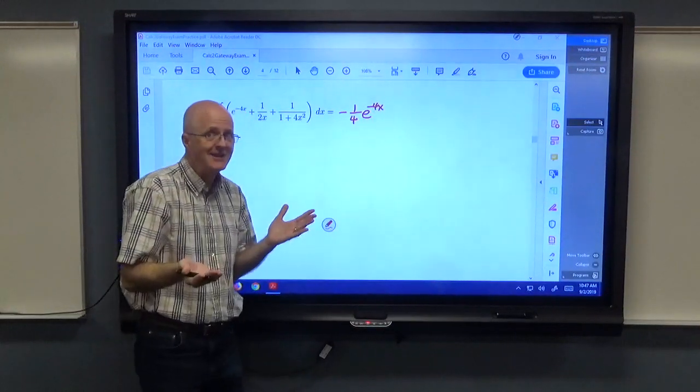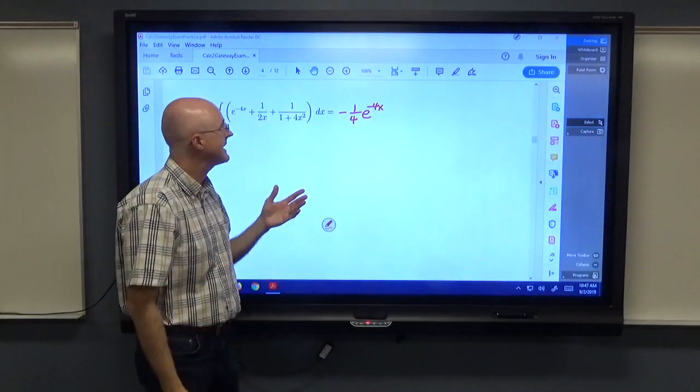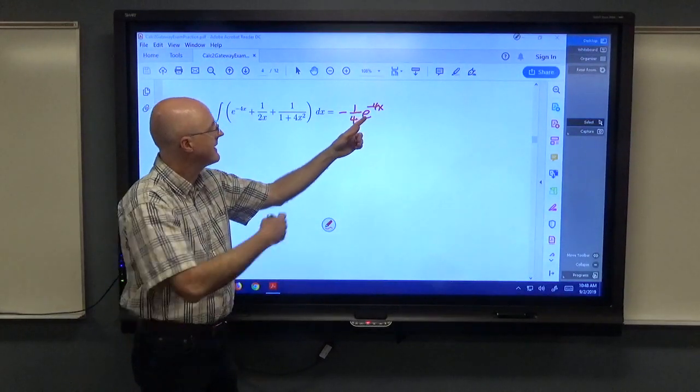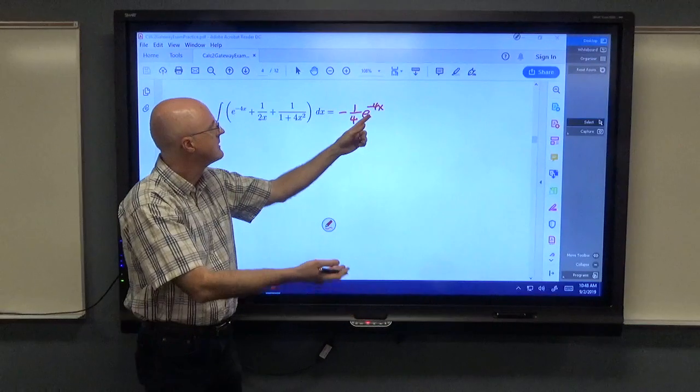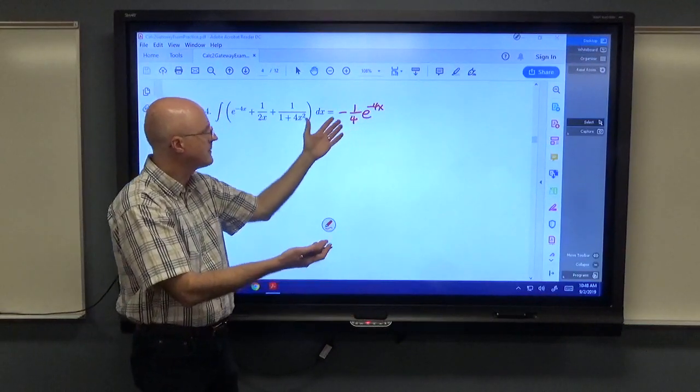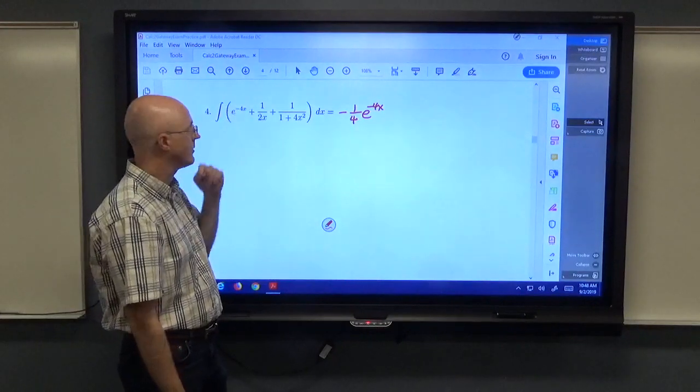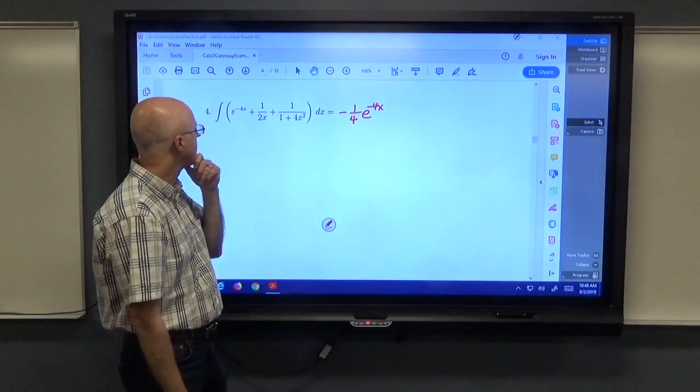Again, you can always check. If you're afraid you're making a mistake in your guessing, check it. Differentiate it. You're going to get an extra factor of negative 4 when you use the chain rule. Negative 4 times negative 1/4 is positive 1. Just like there's a coefficient of positive 1, even though you don't see it written.